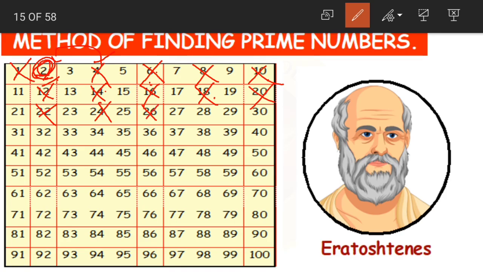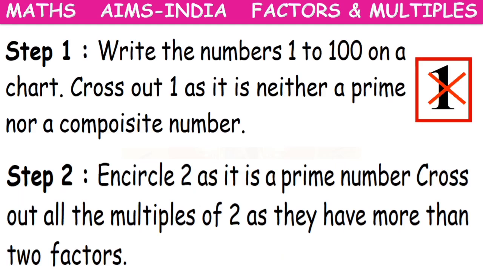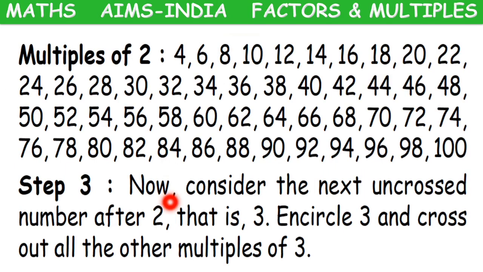In short, what should we do, children? We should cross out every alternate number, every even number. Why? Because all the even numbers are divisible by 2 here. Yes? See, if you are observing how the crossing is going on, all the alternate numbers we have crossed out. Yes, the numbers ending with 2, 4, 6, 8 and 0. Why? Because all these are multiples of 2 and they have more than one factor. That was step 2. Yes, these all are our multiples of 2.